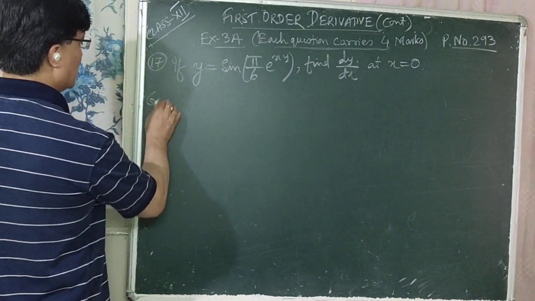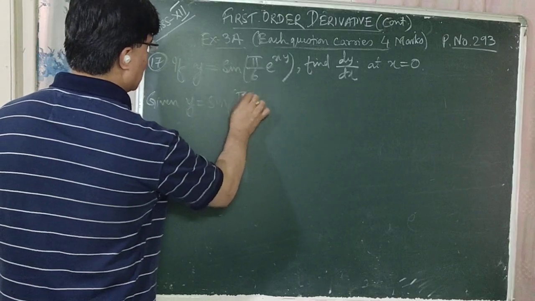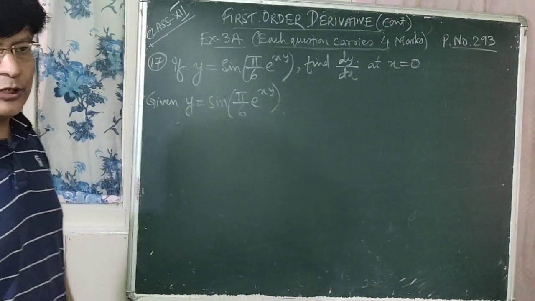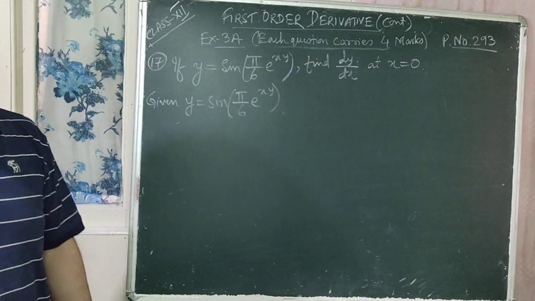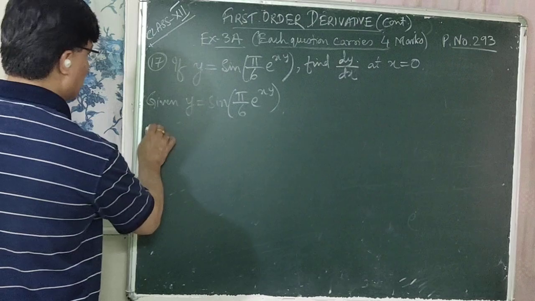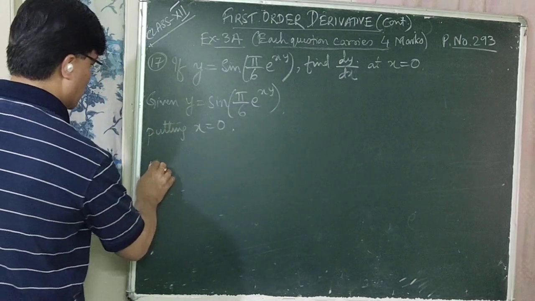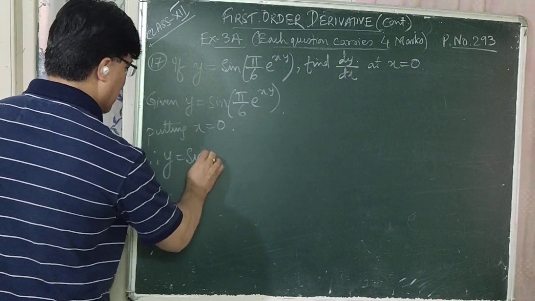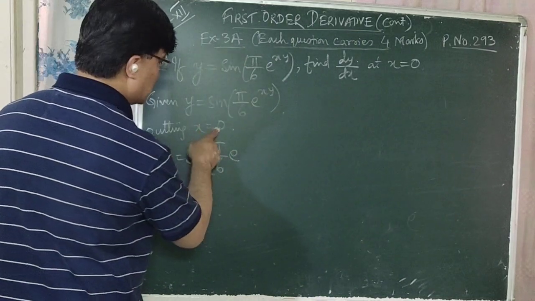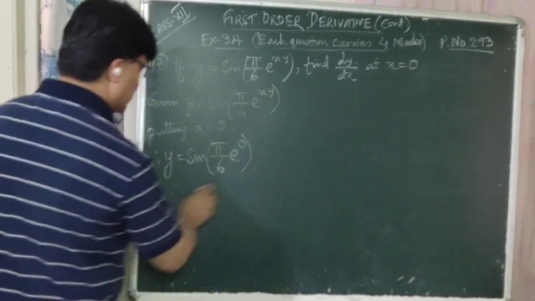Okay. So here given is y is equal to sine of pi by 6 e to the power xy. Since x is equal to 0 is given, but the value for y is not given, you have to find the y value yourself. So you put x is equal to 0. Putting x is equal to 0 now, what do we get? y is equal to sine within bracket pi by 6 e to the power 0 into y. What is 0 into y? 0. That means e to the power 0 is here.